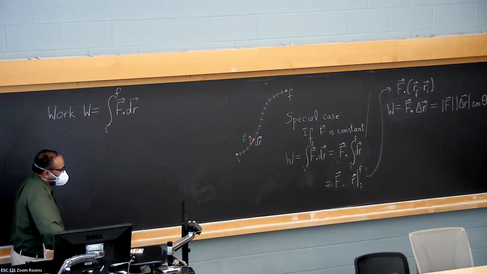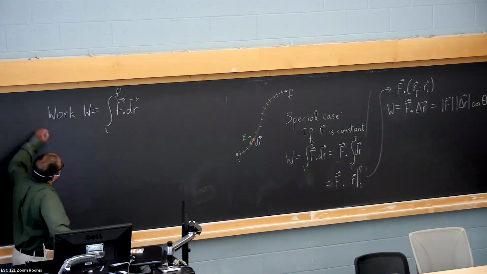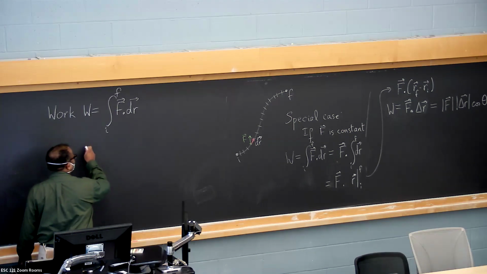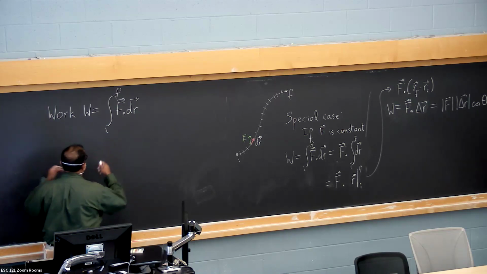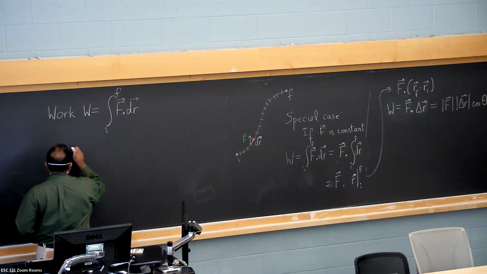I'm going to show you, let's see, how should I put this? Yeah, it's not a proof, because we'll make mathematicians roll in their graves. But it's a sort of indication of where this idea comes from. Okay, so we have W equals the integral of F dot dr.